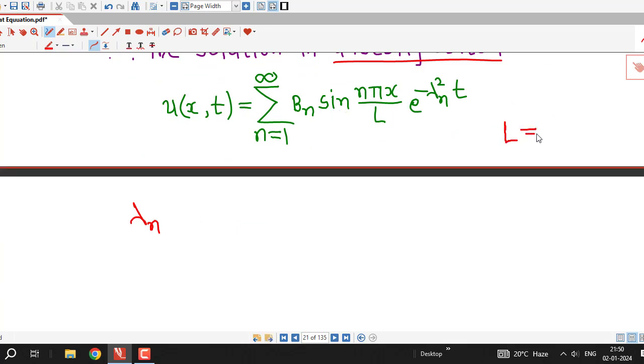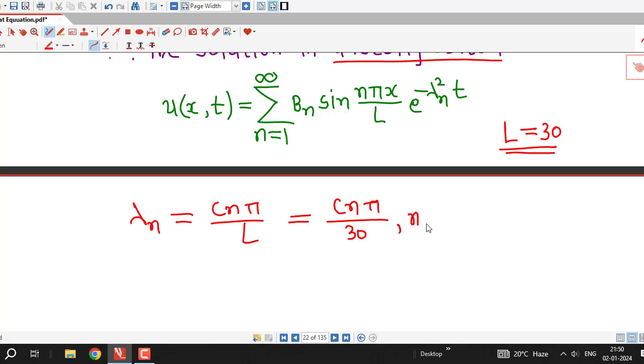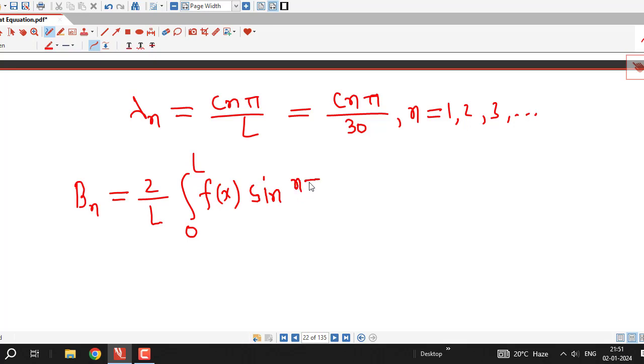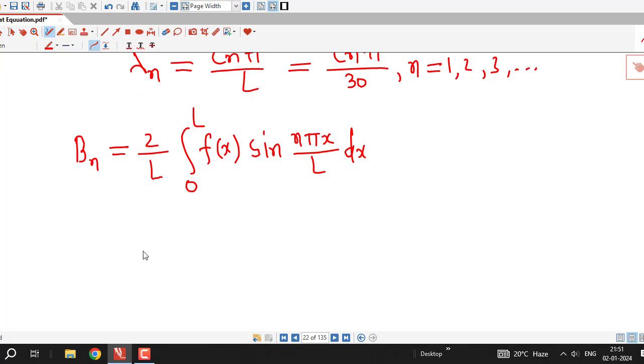Here we mention that the value of L is 30, that is the length of the bar. Lambda n is given by c n pi over L, c n pi over 30, n takes the values 1, 2, 3 and so on. And what I have to calculate now is Bn. Bn is given by 2 by L integral from 0 to L f(x) times sin n pi x over L, integral with respect to x.